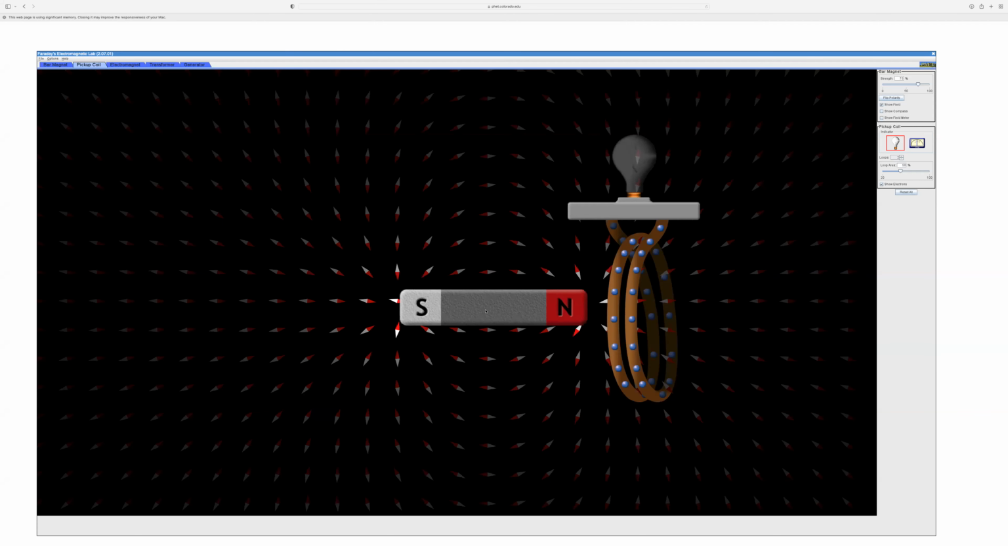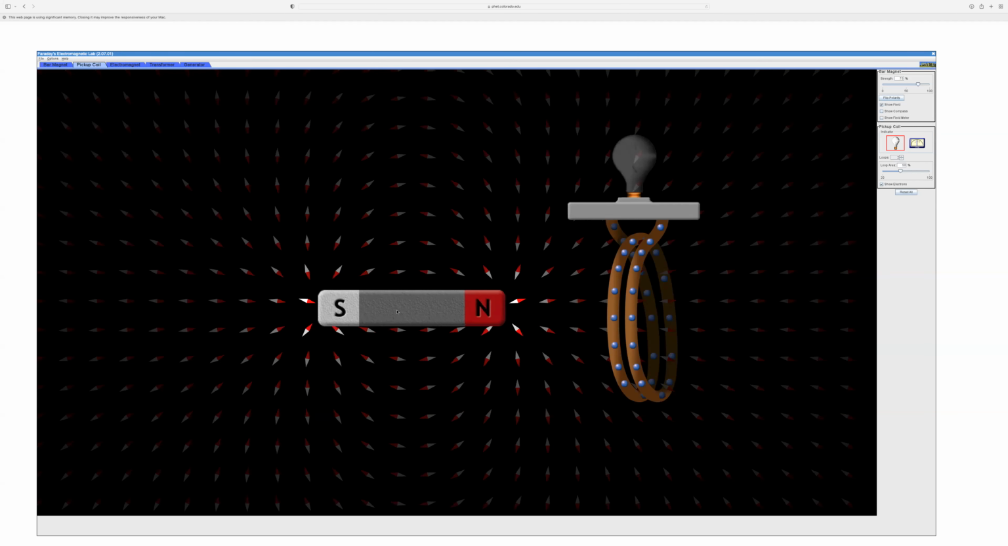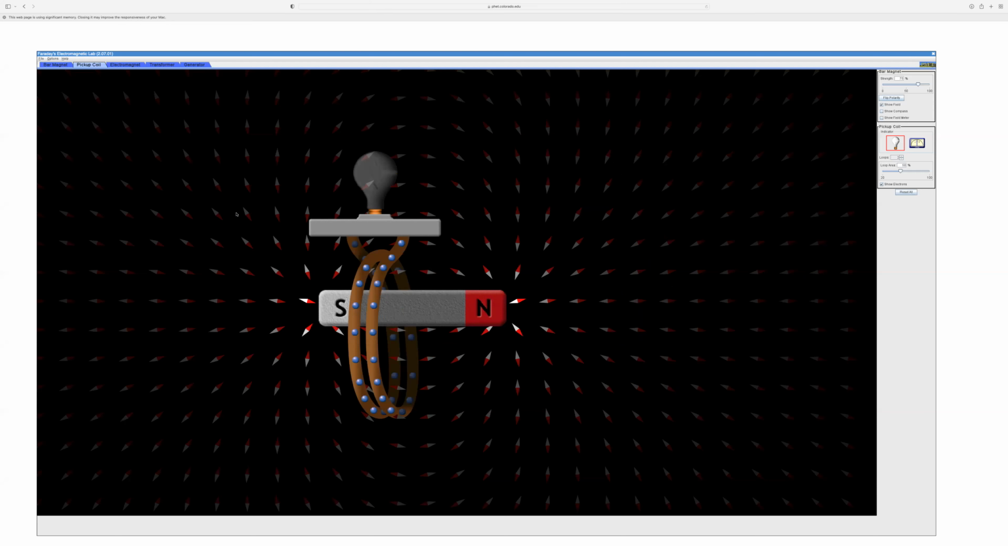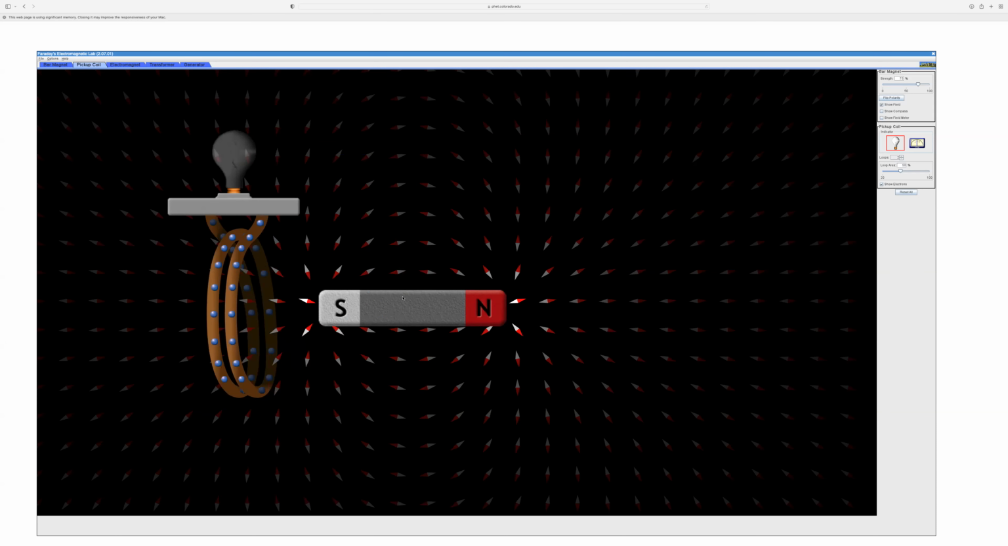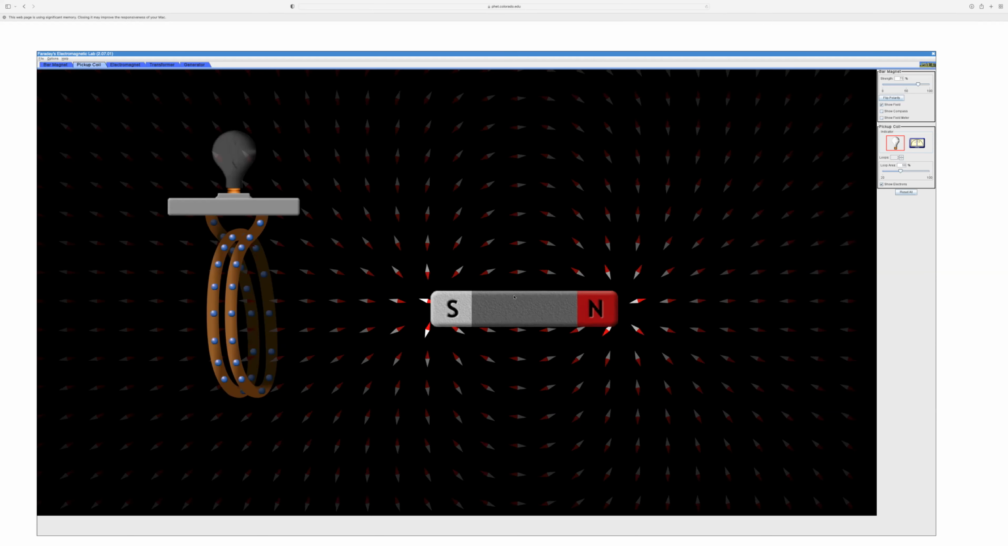Down, down, up. So that is when you have this north pole, right? Now I want to change something. When you took the north pole closer, the electrons went down. When you took the north pole away, the electrons went up. Now what happens when you take the south pole closer? What do you expect?